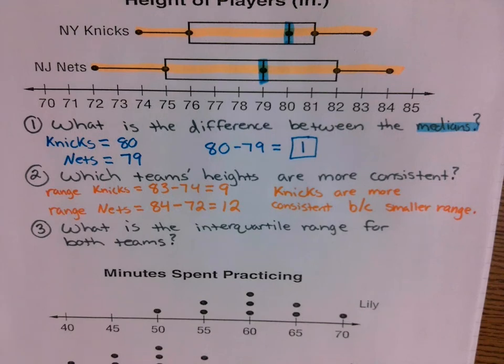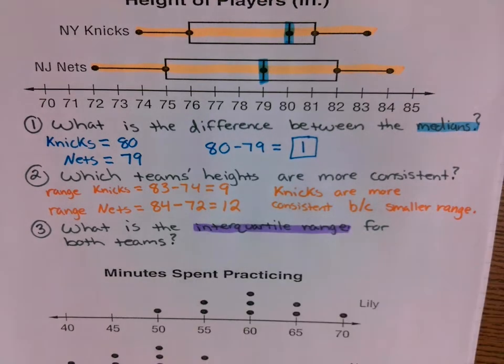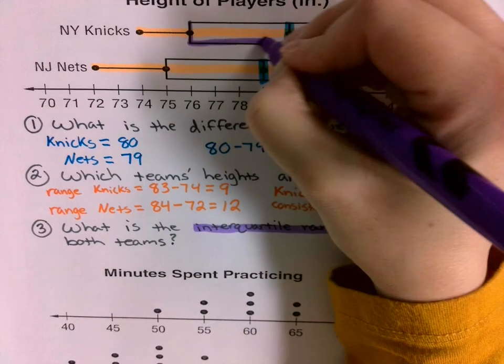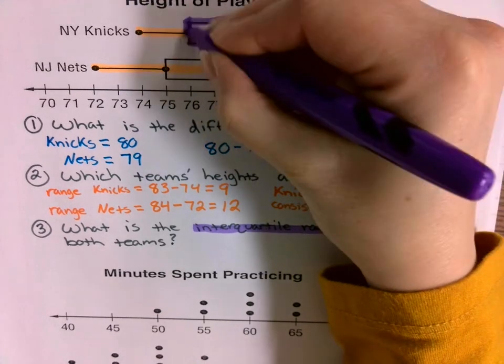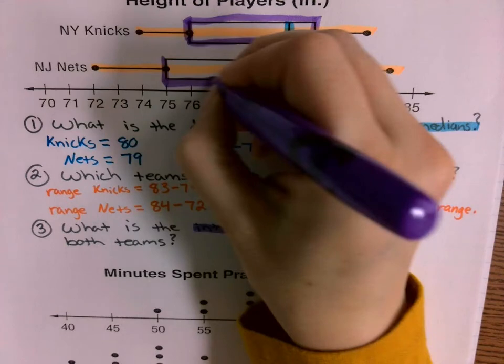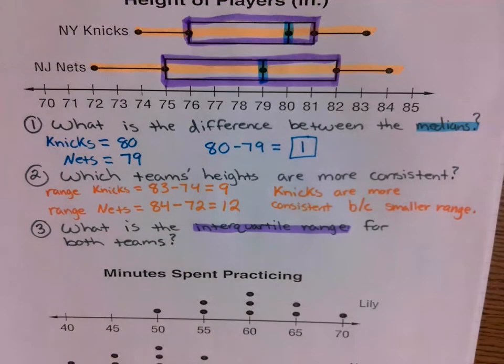All right, interquartile range. I'm going to highlight the word interquartile range in purple, because interquartile range is the size of the box, how big the box is. Okay? Quiet down. We're talking about the size of the box for interquartile range. So let's focus first on the NICS.